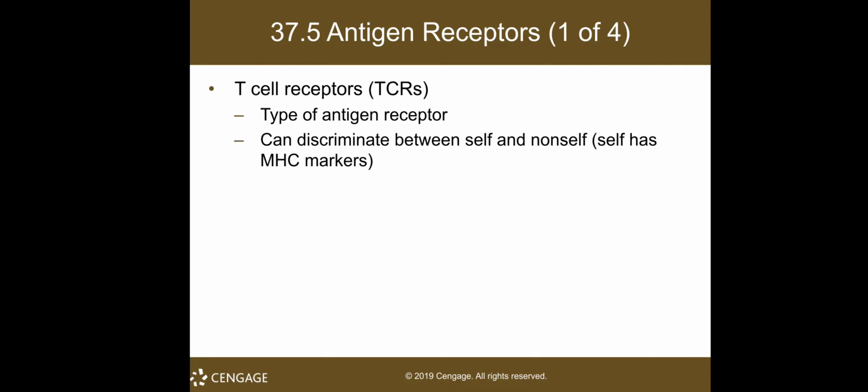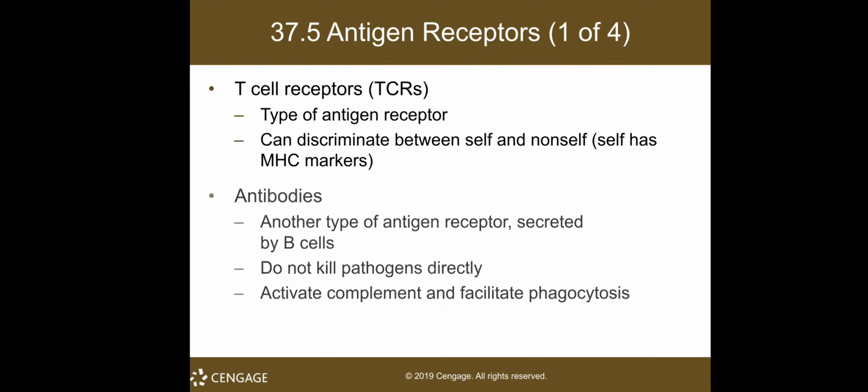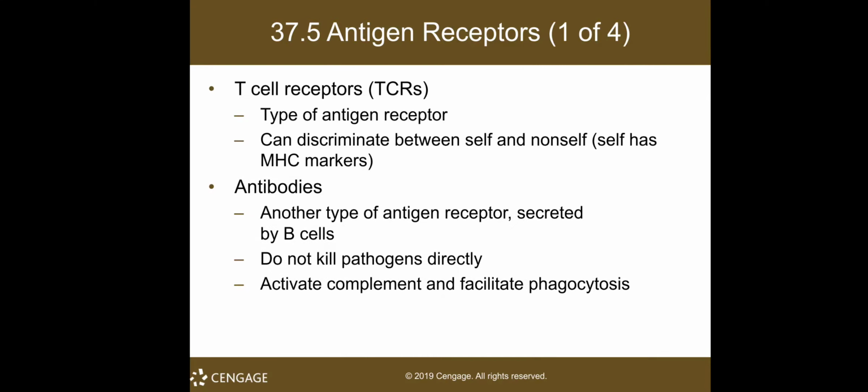These T-cell receptors are used to discriminate between the self and the non-self. Basically, this is found on the surfaces of these T cells, and it helps these T cells identify whether that particular cell or particle should be attacked or not. And then we also have the antibodies. It's another type of antigen receptor, but this is secreted by the B cells.